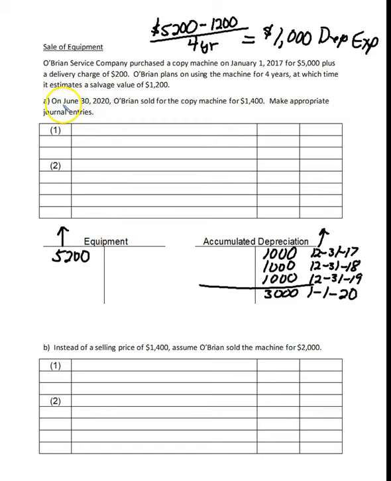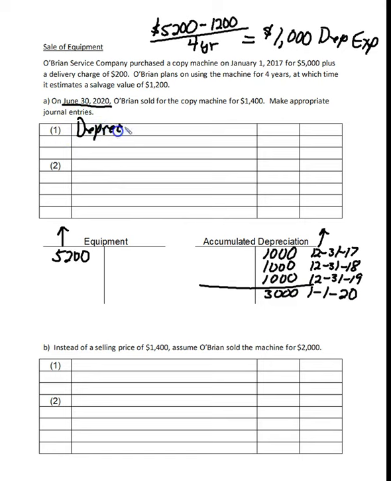So we jump into mid-year. So in the middle of 2020, Brian sold the copy machine for $1,400. Well, the first thing we need to do is update depreciation expense to June 30th because that's the time of the sale. So we want to update depreciation expense.